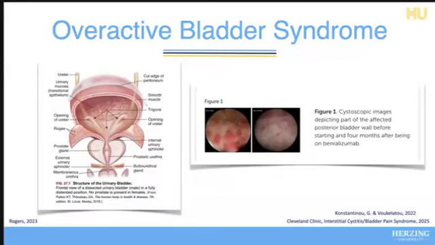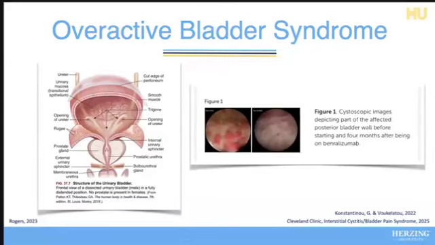OAB is a condition characterized by a sudden urge to urinate that is difficult to control. Some of the main symptoms that we see in our patients that suffer from this include urinary urgency, increased frequency of urination, and nocturia, which is waking up multiple times at night to urinate. Some people with OAB may also experience urge incontinence, which is basically leakage of urine after feeling a strong urge to urinate.